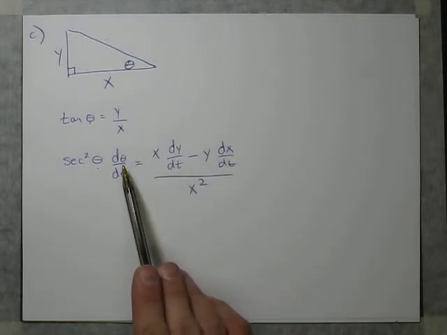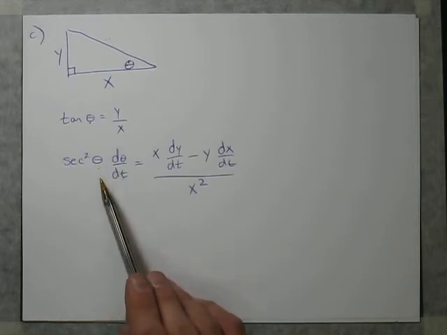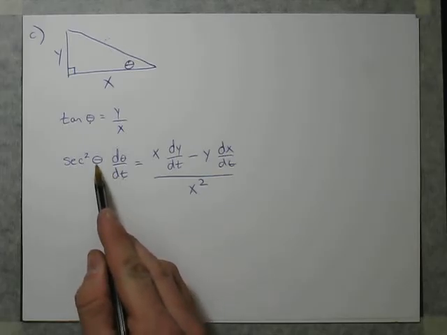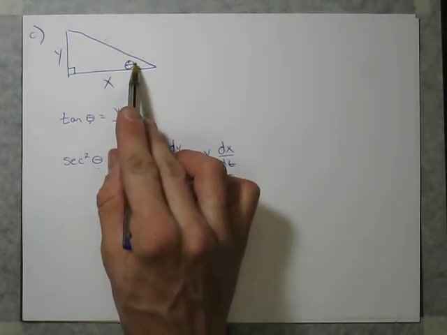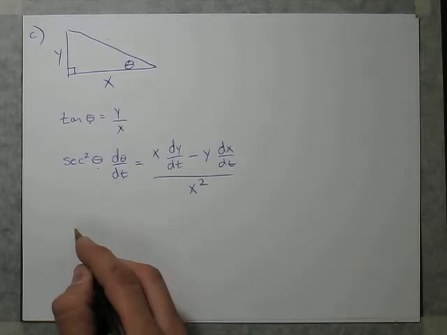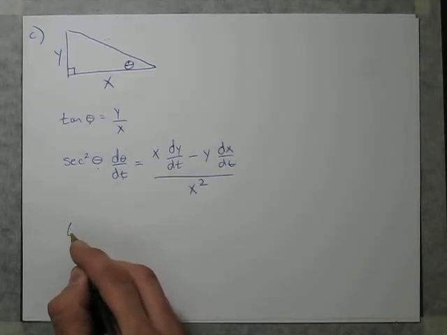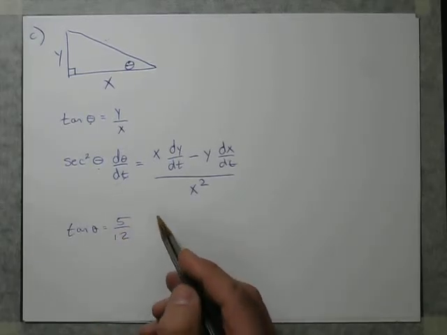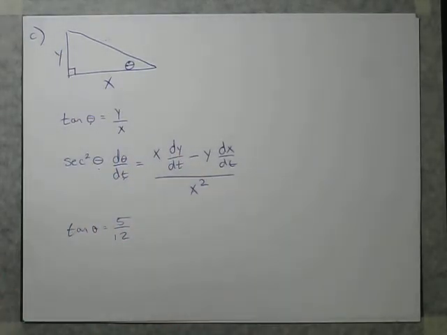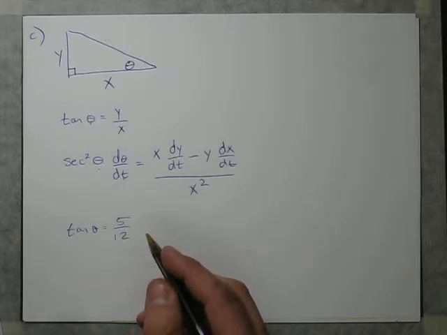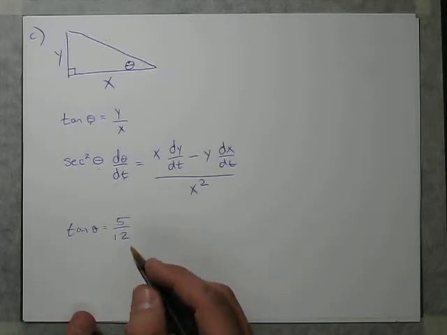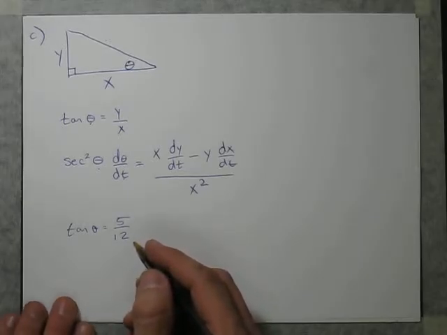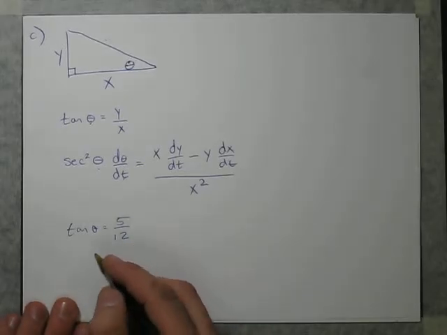x is 12. Do I know theta? Well, how would I find theta? Theta at the given moment, not what it's changing at the given moment, what is theta? Well, I can easily find what theta is by saying tangent of theta is equal to 5 over 12, because your y value is 5, your x value is 12 at the given moment. Therefore, theta is equal to, well, actually, we could do this as an exact value. Let's use some trigonometry.